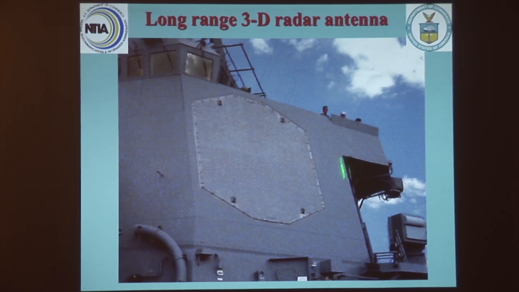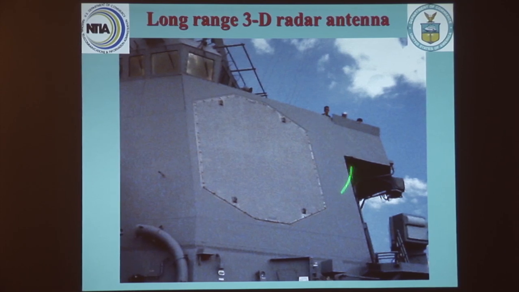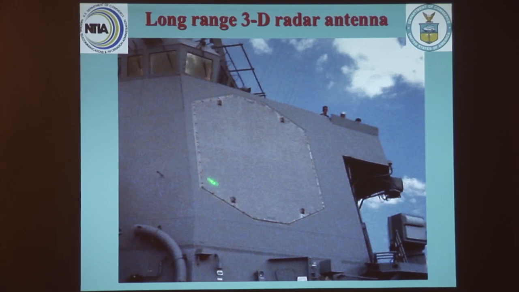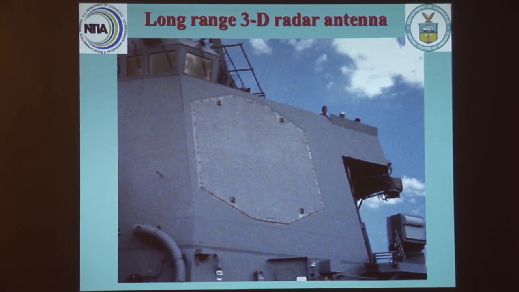This is the Navy's Aegis, or so-called SPY-1. SPY stands for Shipborne Radar, and the Y is like general purpose. It could have been the SPQ, but for some reason they made it the SPY. SPY-1 radar, which consists of an array of elements that are built in behind this flat panel.